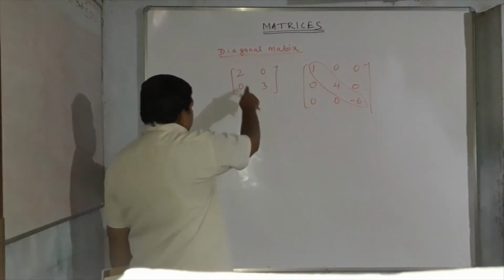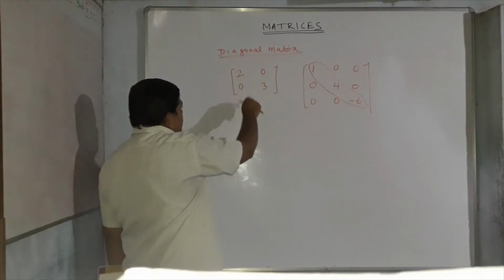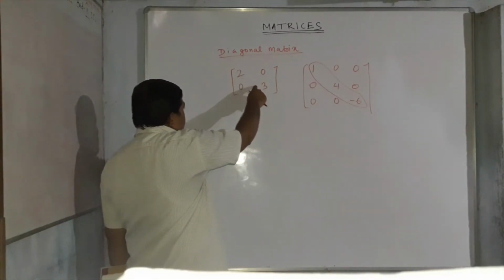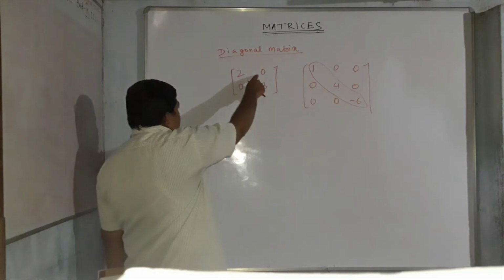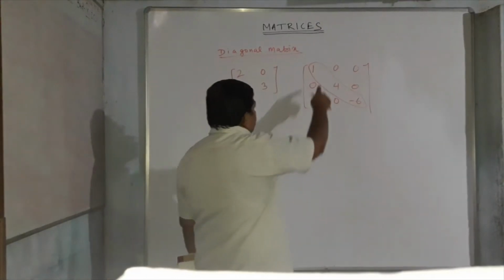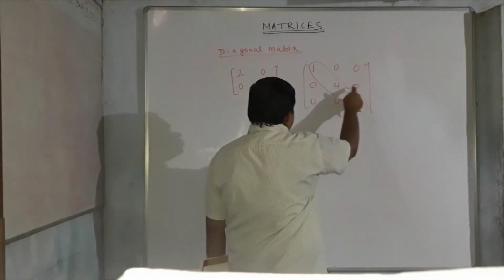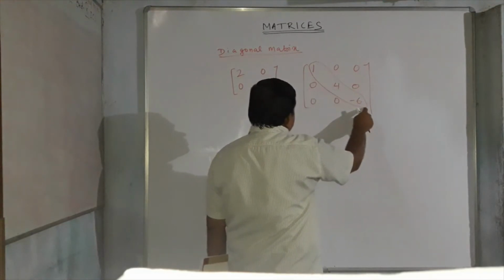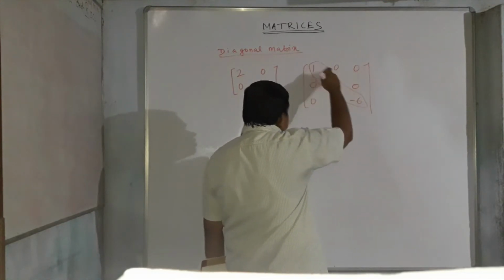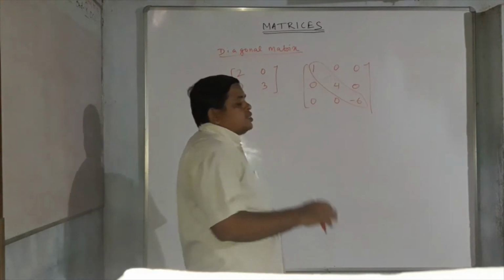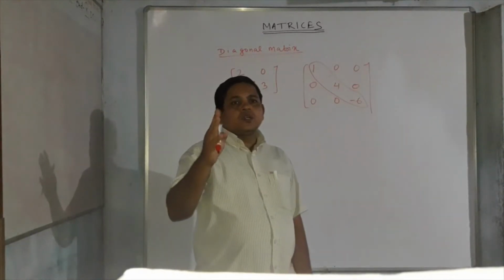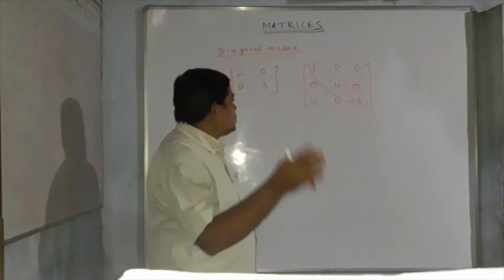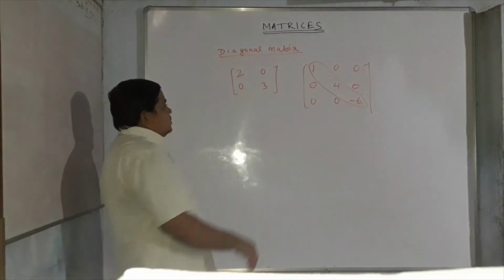Now I wrote two matrices here: 2, 0, 0, 3. Then what are you observing? Here one diagonal is non-zero and the other side is 0. Here you see: 1, 0, 0, 0, 4, 0, 0, 0, minus 6. That means this part is called the principal diagonal. If the principal diagonal elements are non-zero numbers and the others are zeros, then we can say that it is a diagonal matrix.